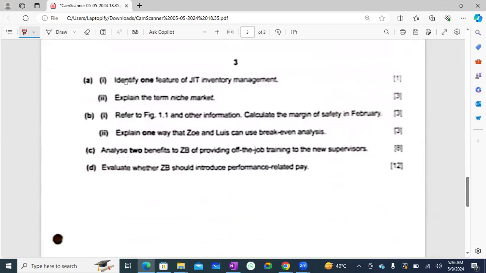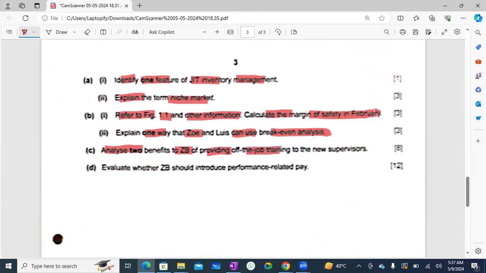The first question is to identify one feature of JIT inventory management. The second question is to explain the term niche market. B part is: refer to Figure 1.1 and the other information, calculate the margin of safety in February, and we have already calculated the margin of safety. Then explain one way that Zoe and Lewis can use break-even analysis. And C part is to analyze two benefits to ZB of providing off-the-job training to the new supervisors.